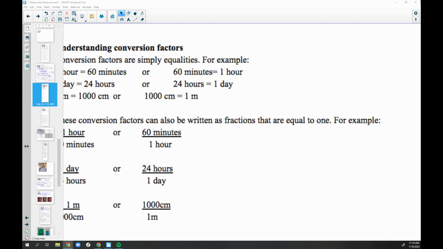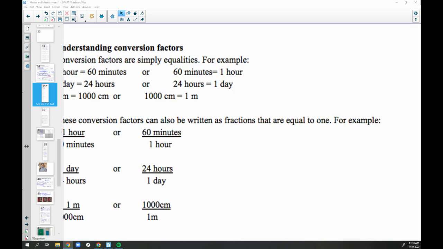metric relationships for mass, and the base unit for mass is grams, for volume, where the base unit is liters, for length, where the base unit is meters, and for time, where the base unit is seconds. Did you guys have any questions about the metric system before we proceed? Okay, I don't want to spend too much time on that because I think we're probably pretty solid.